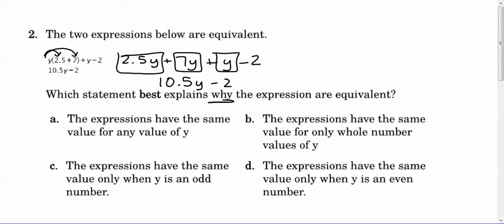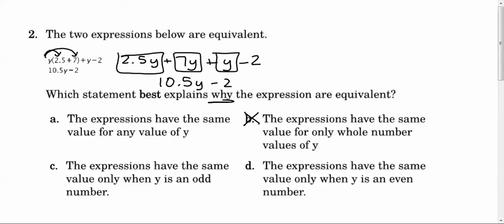So it says, which statement best explains why the expressions are equivalent? Choice A says the expressions have the same value for any value of y. So that means we could plug in any single number and it would work out all right. B says the expressions have the same value for only whole number values of y. That is not true, all right?